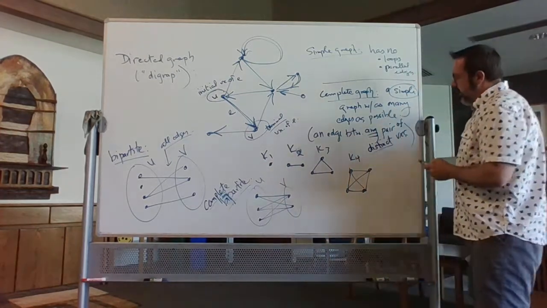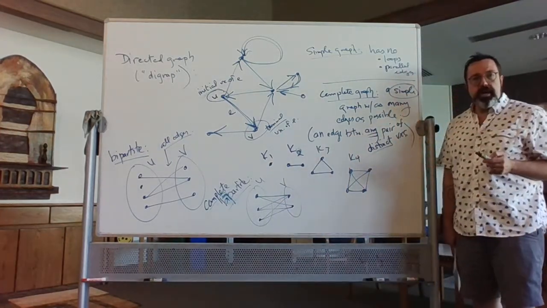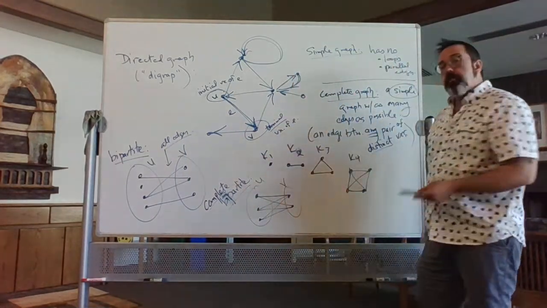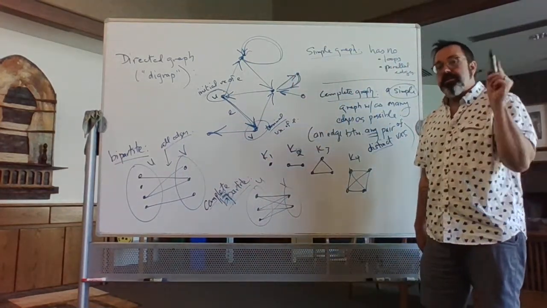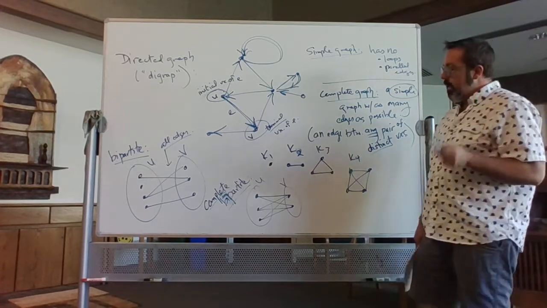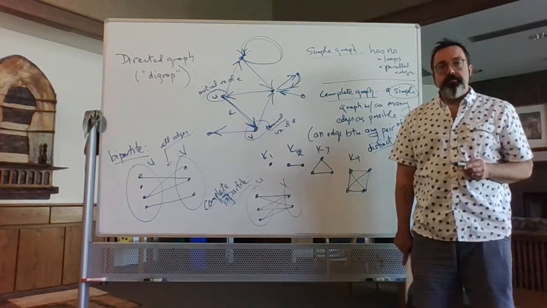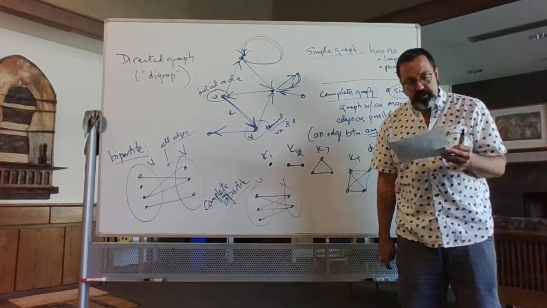It's not quite the same thing as complete, where you would have every possible edge. It is a bipartite graph in which you have as many edges as possible while still being bipartite. And that means all the edges that go from U to V must be present. So that's a complete bipartite graph.